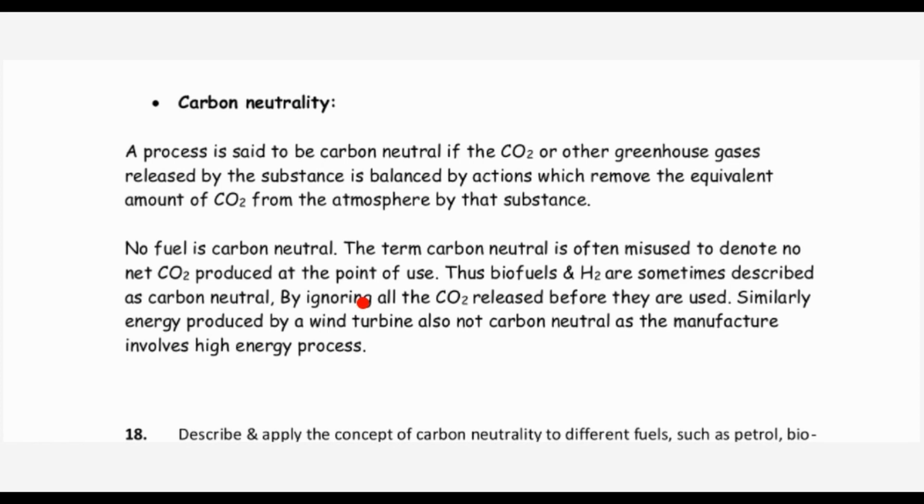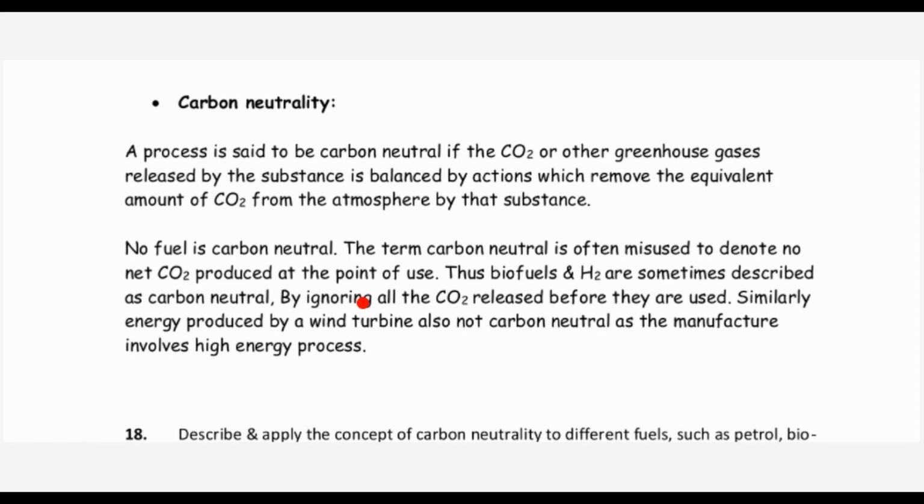So it's very hard to prove that a given fuel is carbon neutral, but there are certain fuels, certain biofuels, which are very close to carbon neutral. Even the energy produced by a windmill, for example, is not carbon neutral, because to make those blades and those huge towers, you need to cut down so many trees and extract iron. So even that you cannot prove as carbon neutral.